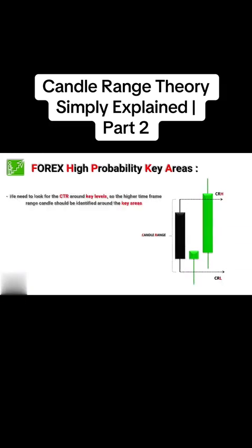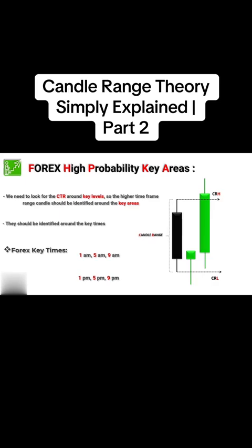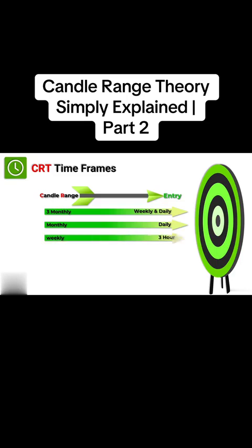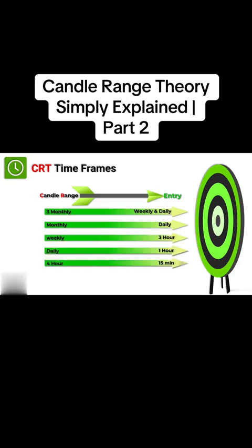In the first step of trading using CRT, we need to look for specific candles that indicate an accumulation phase around key levels, so the higher timeframe candle should be identified around the key areas. For having high-probability CRTs, they should be identified around the key times, so we should consider the candles formed at 1 a.m., 5 a.m., 9 a.m., 1 p.m., 5 p.m., and 9 p.m. Here is a summary of the time frames you will need to switch between in order to look for the candle range and the entry in lower time frames.